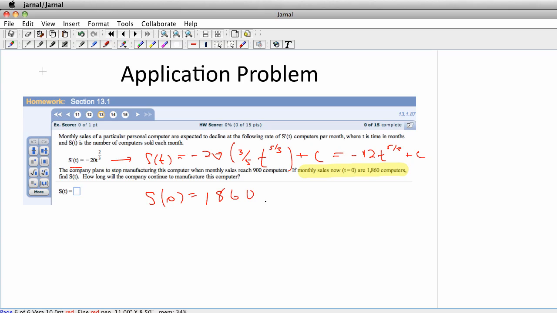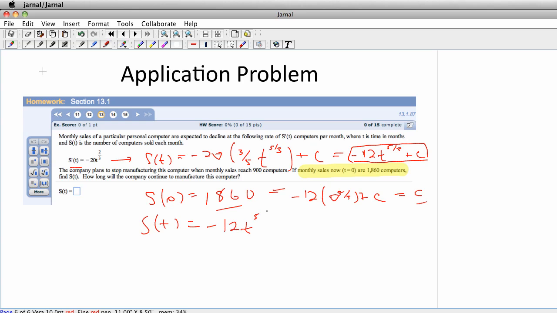But according to this formula, when t is 0, this formula says minus 12 times 0 to the 5/3 plus c, and 0 to the 5/3 is 0. So this is telling us that the c is 1,860. So that means that our sales formula, rather than just being this generic thing that we don't have a c for, we actually have enough information to say that our sales formula is minus 12t to the 5/3 plus 1,860. And again, it's easy to check.